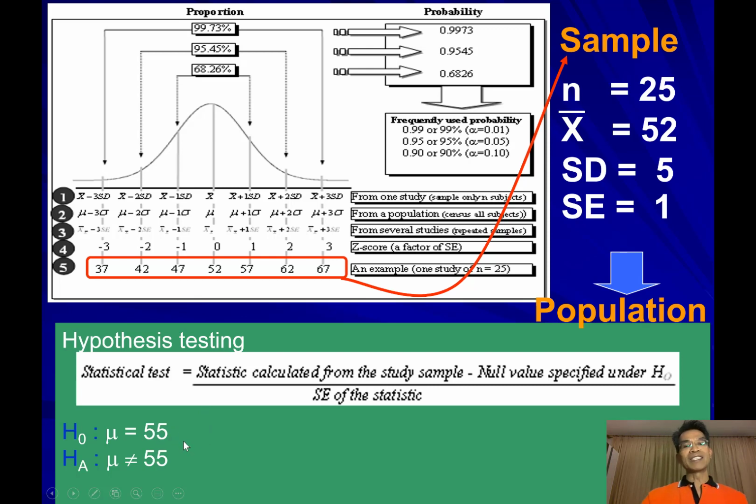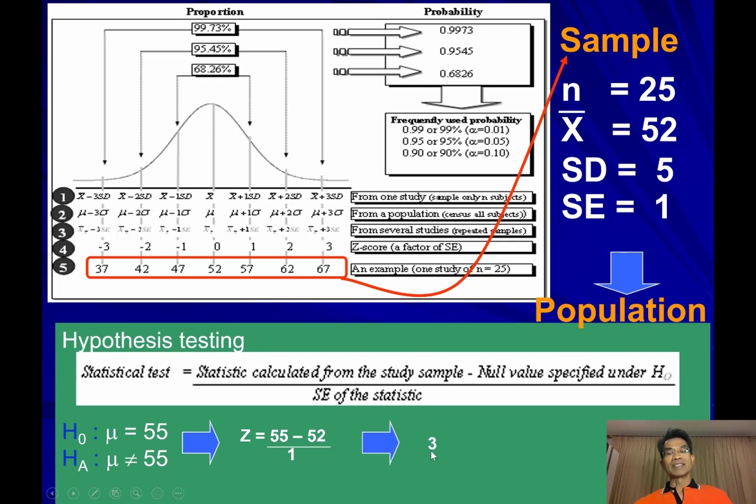I just made this up. But in situations where we have a comparison group, we will have mu1 equal to mu2, or mu1 minus mu2 equal to 0, as the hypothesis. No need to make it up. So this is a standard value. I just make it up for this demonstration purpose. So we substitute the number: 55, the null, minus 52. It doesn't matter which one comes first. Divided by standard error 1.